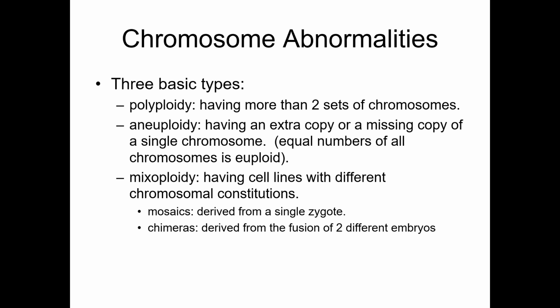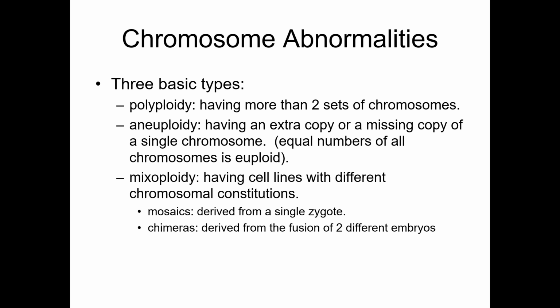There's also one more, aneuploidy: having an extra copy of a single chromosome, one extra copy of a single chromosome, or missing a copy. Sometimes there can be an extra copy, sometimes there may be a missing copy. So this is what you call aneuploidy.